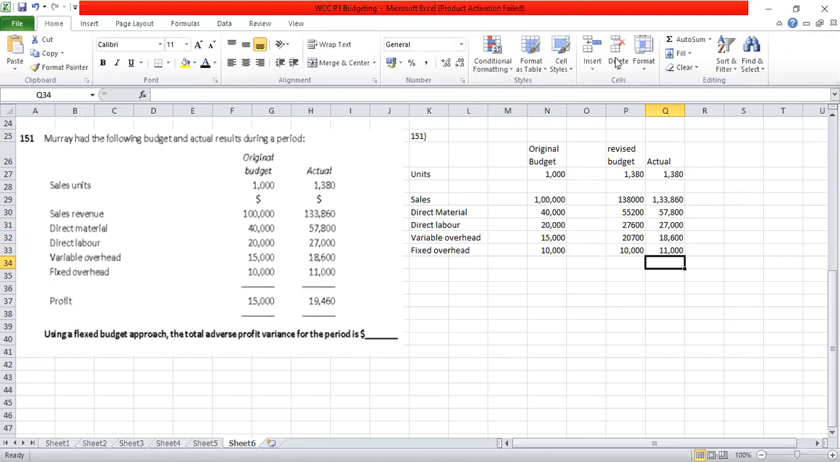So now the comparison will be between the revised budget and the actual. Otherwise, the comparison would not be very useful or meaningful if we are comparing the 1000 units level and the 1380 units level. So now both of them are on par, 1380, 1380. So now we can take it up for comparison and note down what the variances are. So make a mention about what the variances are.